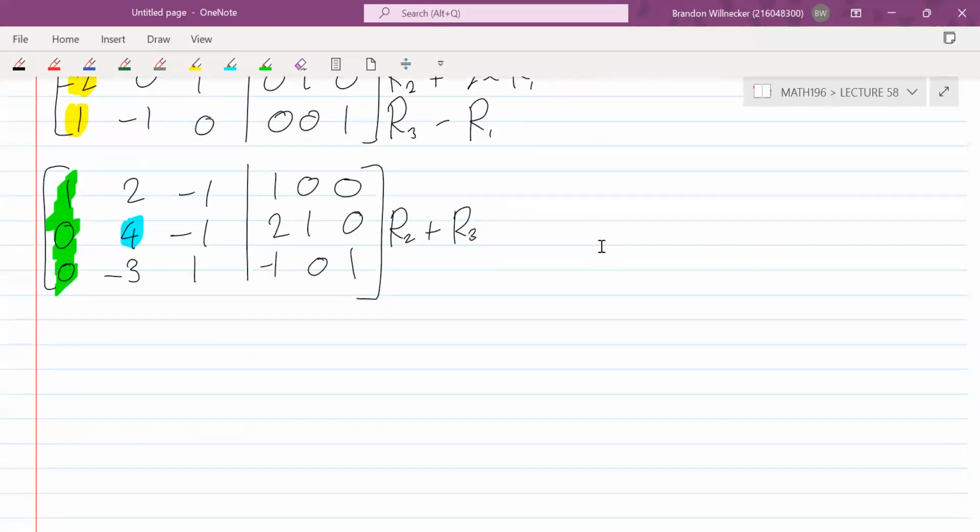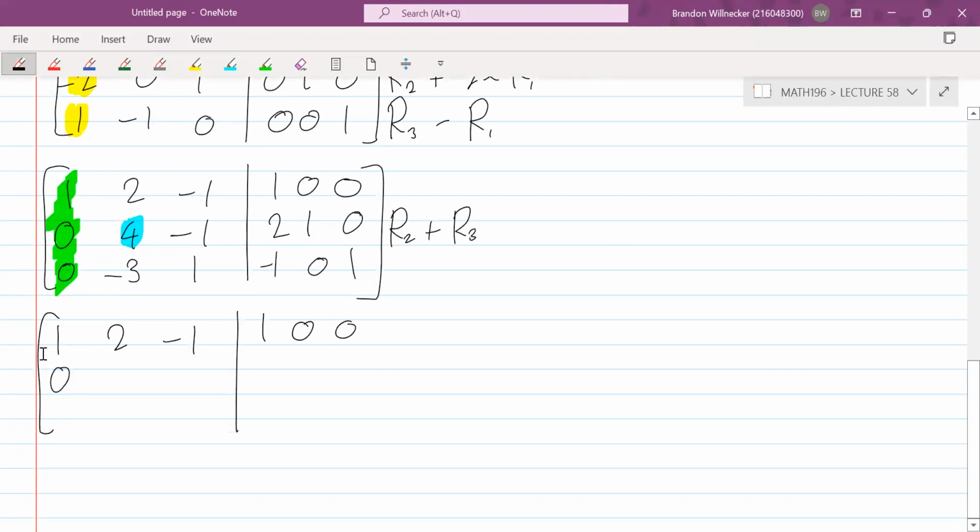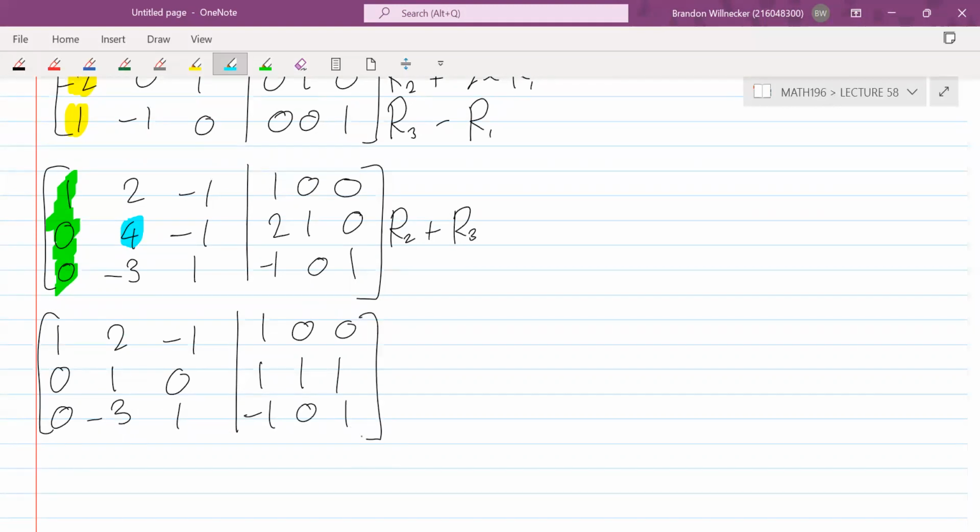So let's do that. So we're going to get 1, 2, minus 1, 1, 0, 0, then 0, 1, 0, and then we're adding row 3 there. So 2 minus 1, that's 1, 1, and 1. And then the last row stays the same: 0, minus 3, 1, minus 1, 0, 1. So now we've got that to be a 1, which is what we wanted.